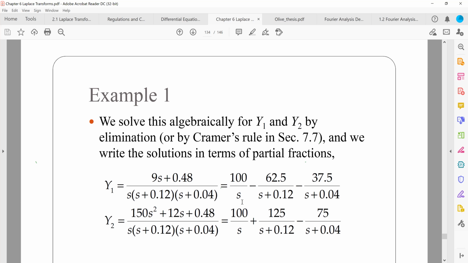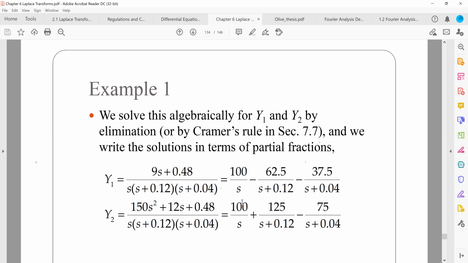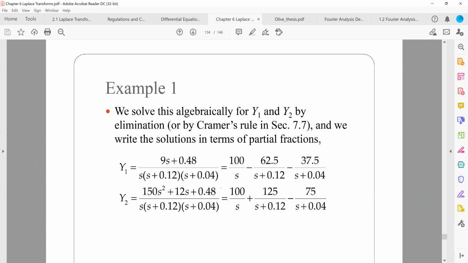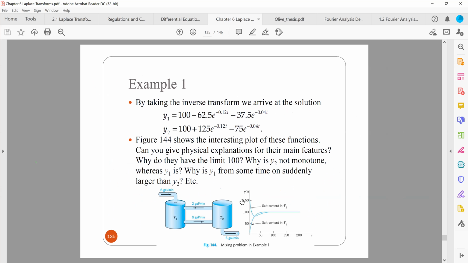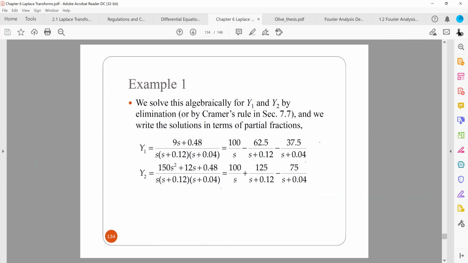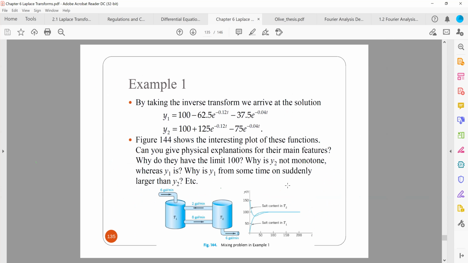You guys need to go back home and try to get these answers. And then, not go back home, you're at home. And then when you do the inverse transform of these expressions, you'll end up with this.